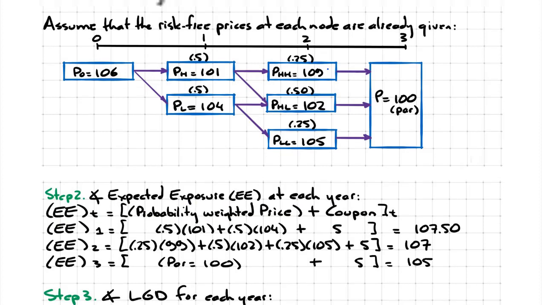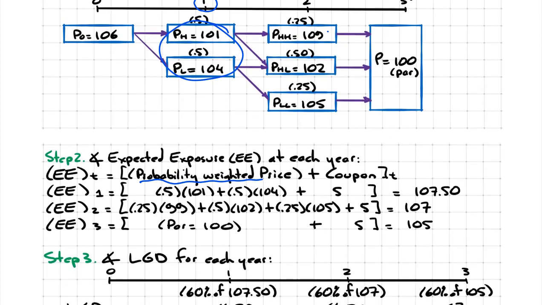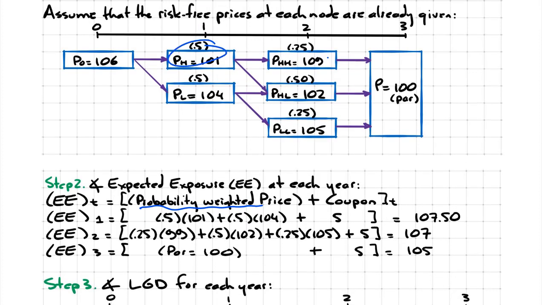Now, what would your expected exposure be for year 1? Because you have 2 prices for year 1, I need it down to 1 price. And this is why we use the probability weighted. So there's a 50% probability that the price will be 101 and a 50% probability that the price will be 104. That's exactly what I have there.